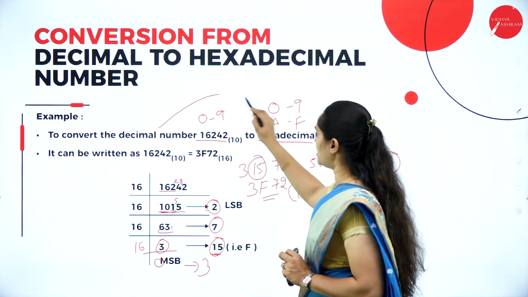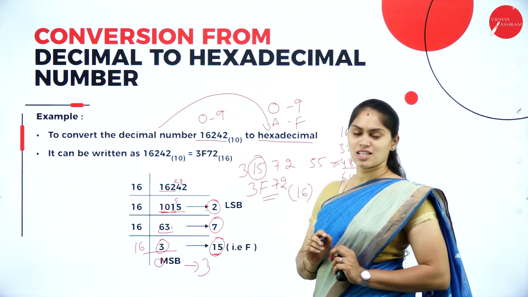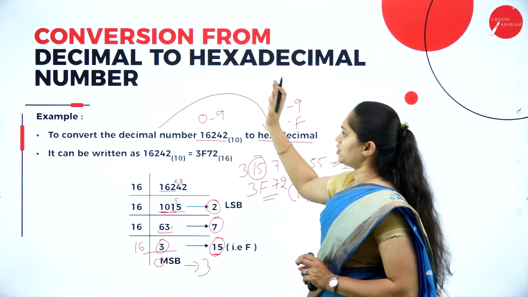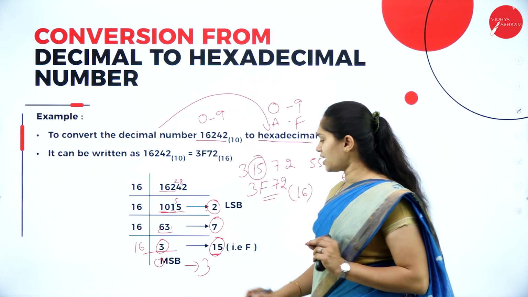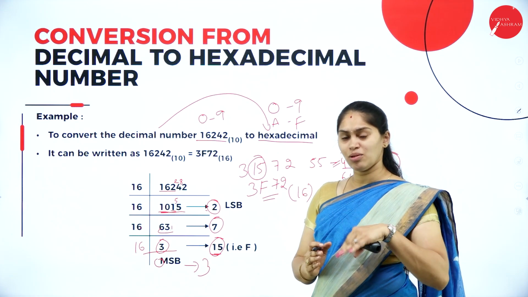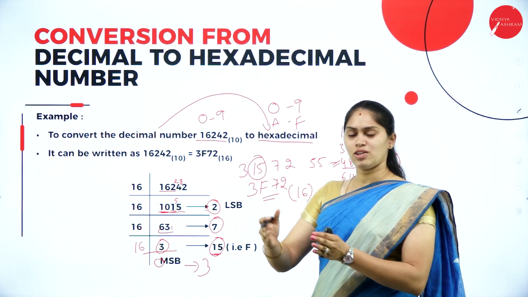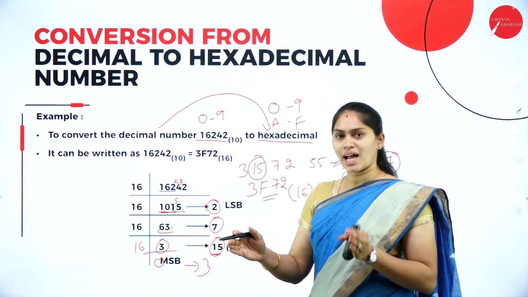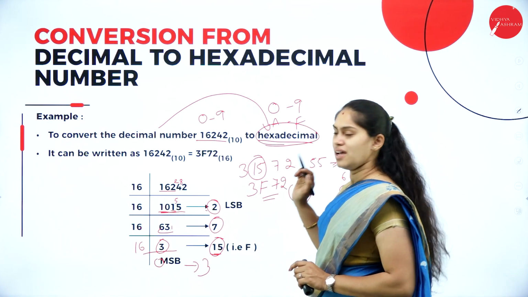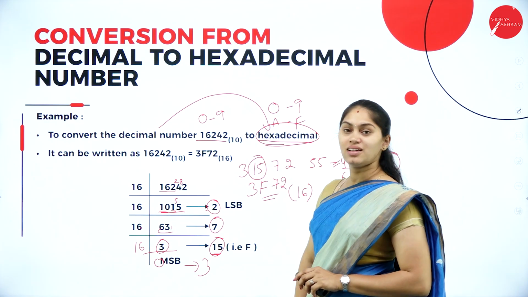because we are converting from decimal to hexadecimal. This is how we convert any given decimal to hexadecimal. If you get a remainder between 0 and 9, write it as it is. But if you get more than 9, that means 10, 11, 12, 13, 14, 15, then convert that into its equivalent hexadecimal number. Then you will get the right answer here.